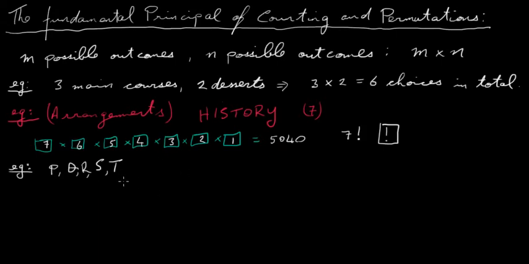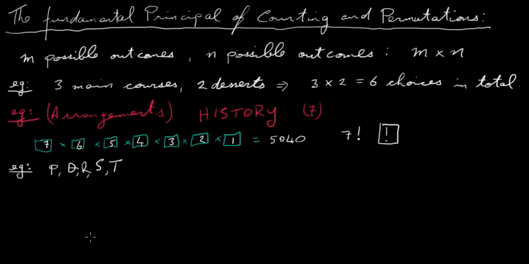But what I want to do in this example is take just 2 letters at a time. So for example, for one arrangement we could take just PQ. Another arrangement would be RT. Another arrangement would be SQ, and so on. So we're only going to take 2 letters at a time. So how can we do this?